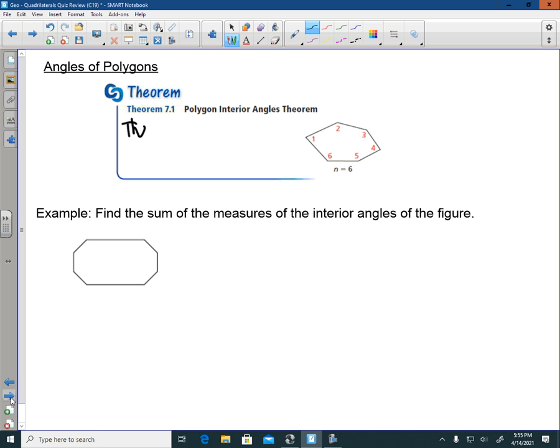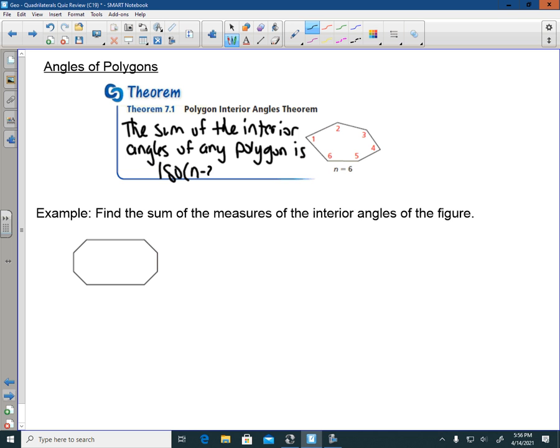The sum of the interior angles of any polygon is, it's a little formula, 180(n minus 2). What we have to keep in mind is that n is the number of sides. So you take the number of sides and you plop it in for n, and then you calculate accordingly. An example of a problem like this would be this one that you see.